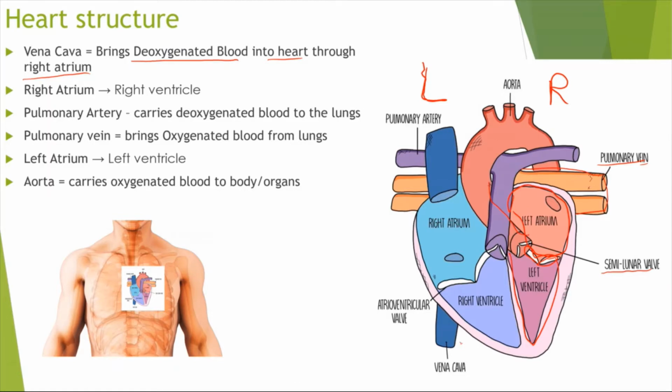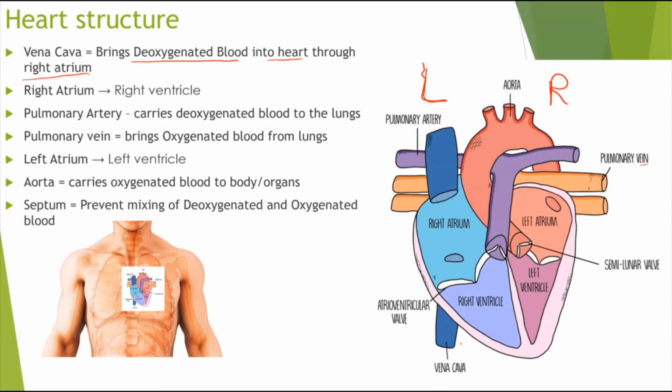And one thing they could sometimes bring up is the septum, so this middle bit here. What you need to remember is that this middle bit is a barrier which prevents mixing of deoxygenated and oxygenated blood. If the deoxygenated and oxygenated blood mixed, that would mean that the person may not get enough oxygenated blood and their cells might not be able to respire, which could be fatal.